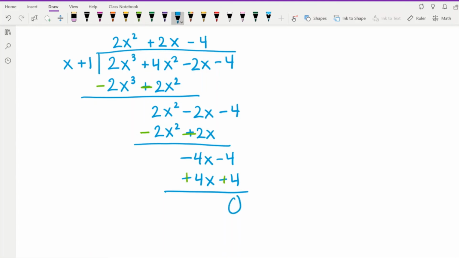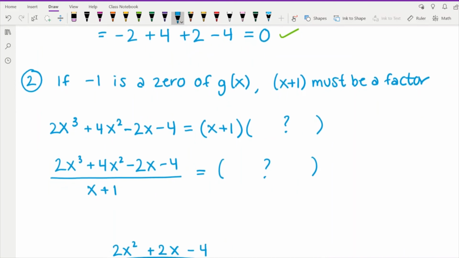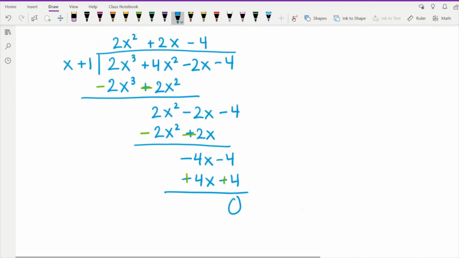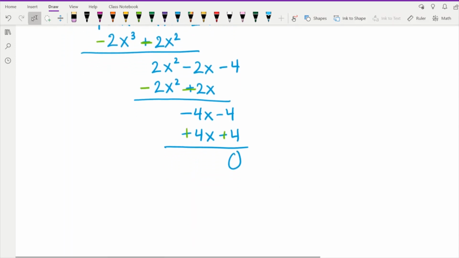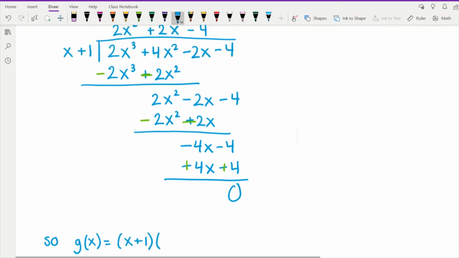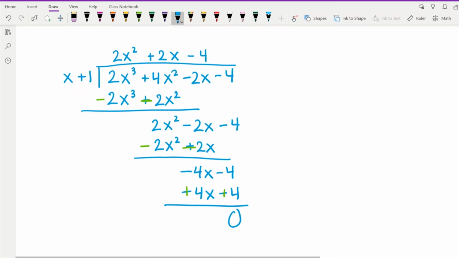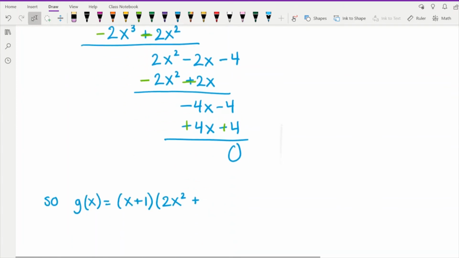And so when you're doing these types of problems where you know that something is a factor, you should always get 0 as a remainder. If you get something else, that tells you you did something wrong, right? We already verified that negative 1 was a zero, so we know that x plus 1 has to be a factor. So if you do the long division correctly, you really ought to get 0 as your remainder. All right, so what does this tell us? This tells us that our function g of x can be written as x plus 1, that was what we were dividing by, times our answer up here, right? 2x squared plus 2x minus 4.